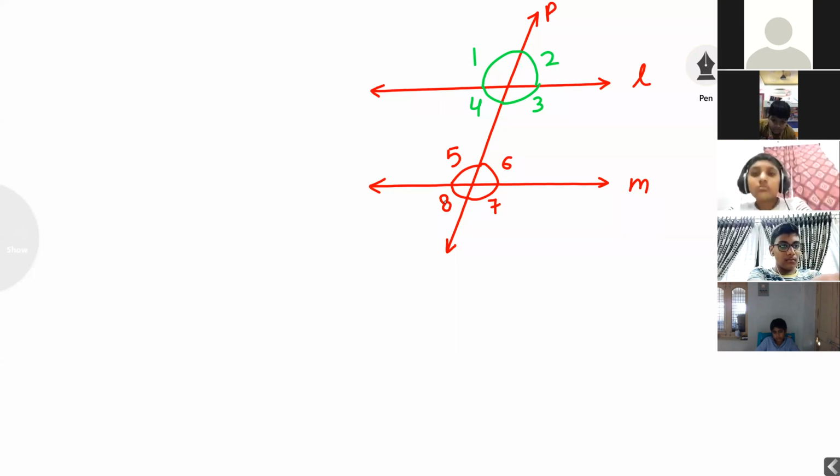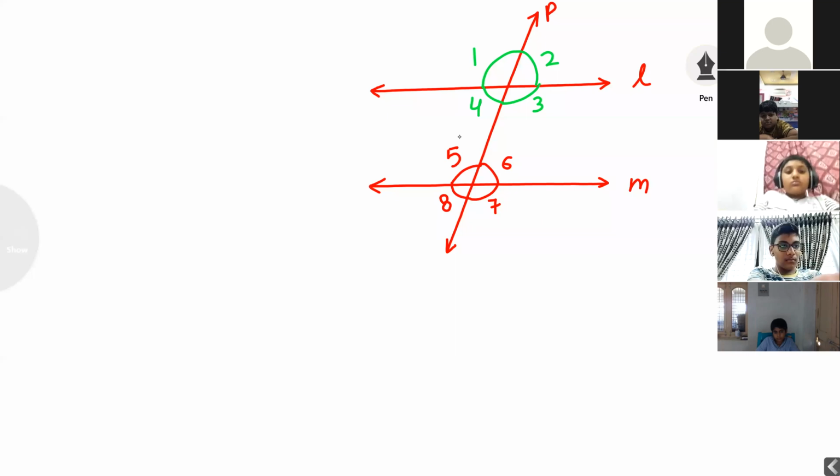Third concept, listen again. Interior angle means inside angle between these two parallel lines. Angle 3 is inside, angle 4 is inside, angle 5 is inside, angle 6 is inside. Exterior angle means outside angle. Outside angle is what? Angle 1, angle 2, angle 7, angle 8. Now keep heading, interior angle.